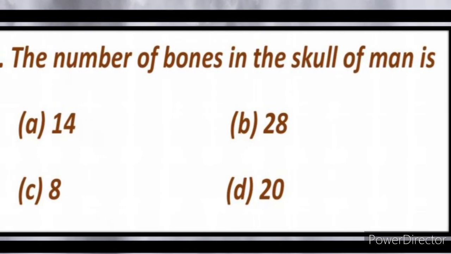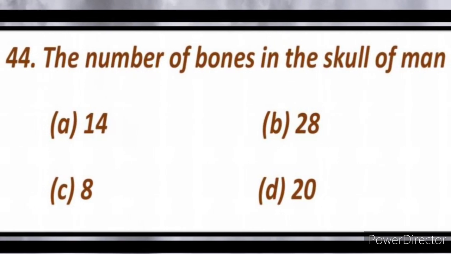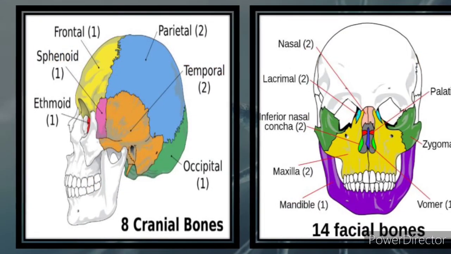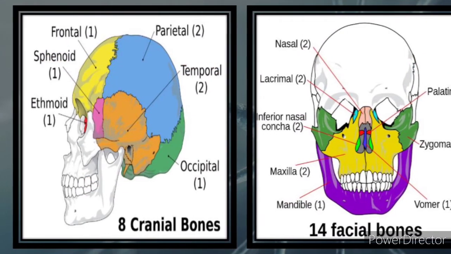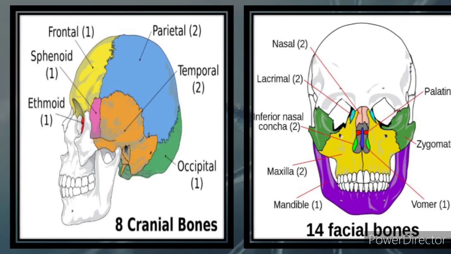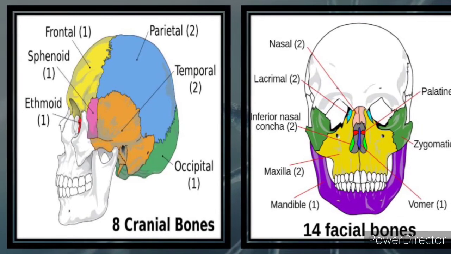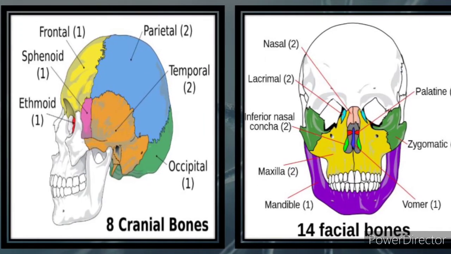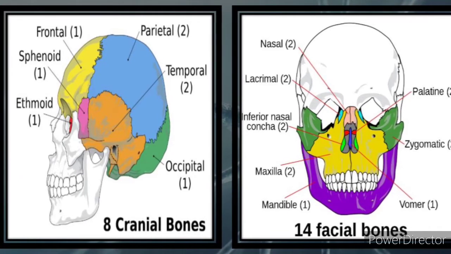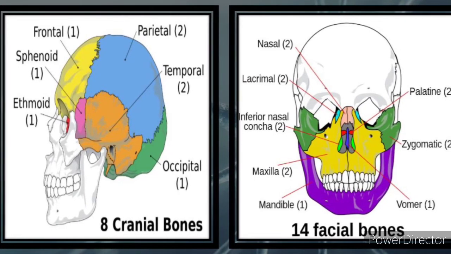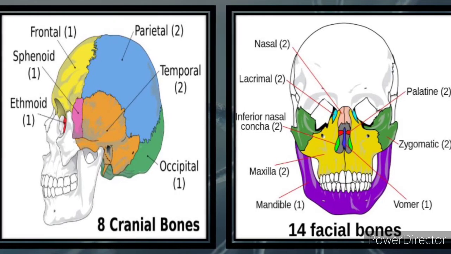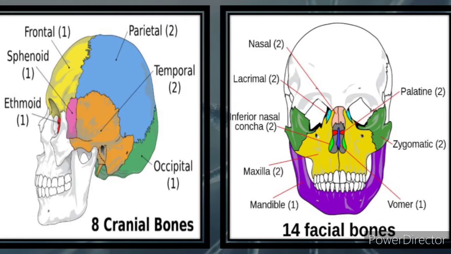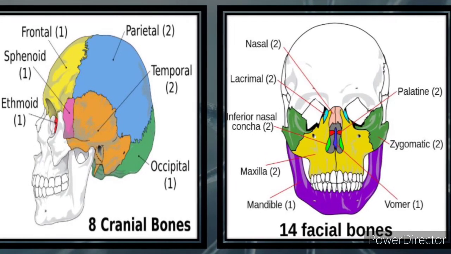Question number 44. The number of bones in the skull of man is. Our skull consists of cranial bones, facial bones and ear ossicles. Cranial bones are totally 8 in number: frontal 1, parietal 2, occipital 1, temporal 2, sphenoid 1, ethmoid 1. Facial bones are 14: nasal bones 2, maxilla 2, zygomatic 2, lacrimal 2, mandible 1, inferior nasal concha 2, vomer 1, palatine 2. Totally 14 in number.